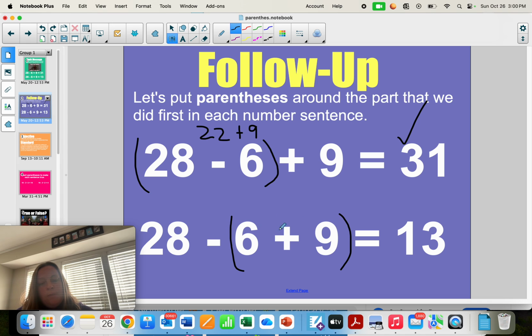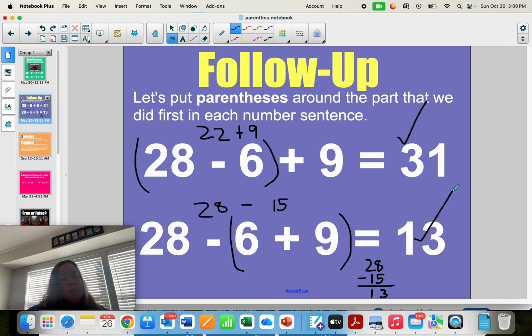So in this number sentence on the bottom, I'm going to have to solve 6 plus 9 first. I know 6 plus 9 is 15, and then I need to solve what's left: 28 minus 15. If you need to write it out to solve it quickly, that's fine. There's nothing wrong with that. 8 minus 5 is 3, 2 minus 1 is 1. Well, look at that, that is also right. So whether you said the first one or the second was correct, you were correct, because both of them are right, depending on where we put parentheses.